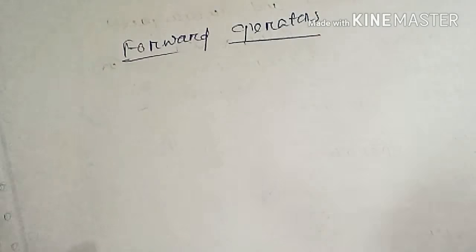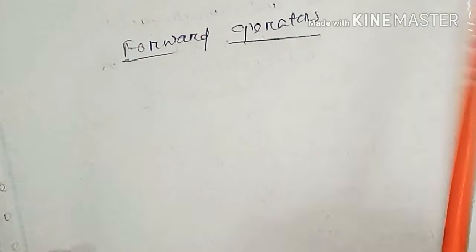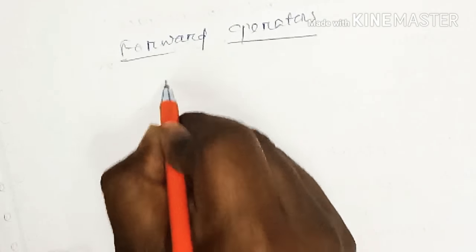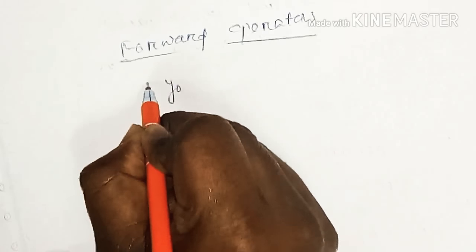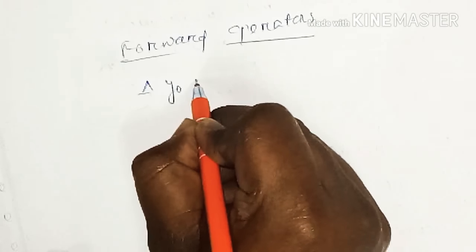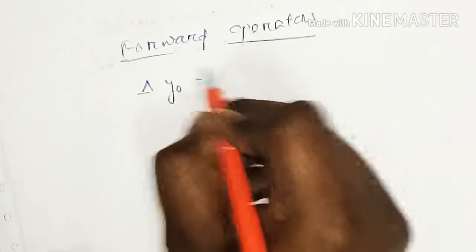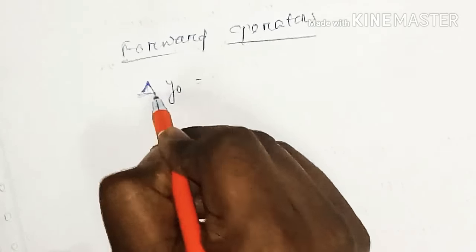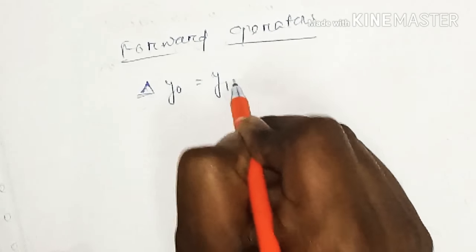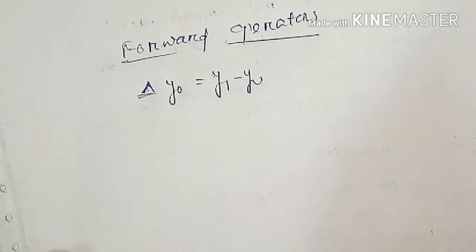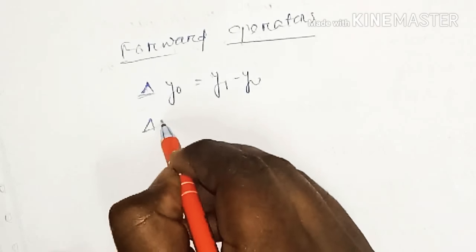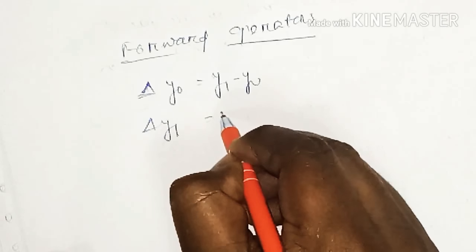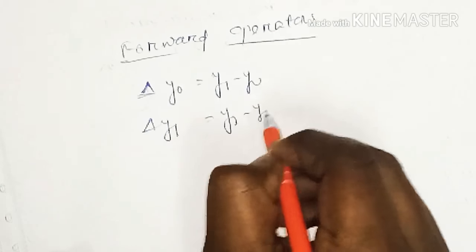Forward operators means to move one step forward. If the value of y is y0 and the forward operator symbol is delta, then due to the symbol of forward operators, its value will be y1 minus y0. Similarly, for delta of y1, it is y2 minus y1.